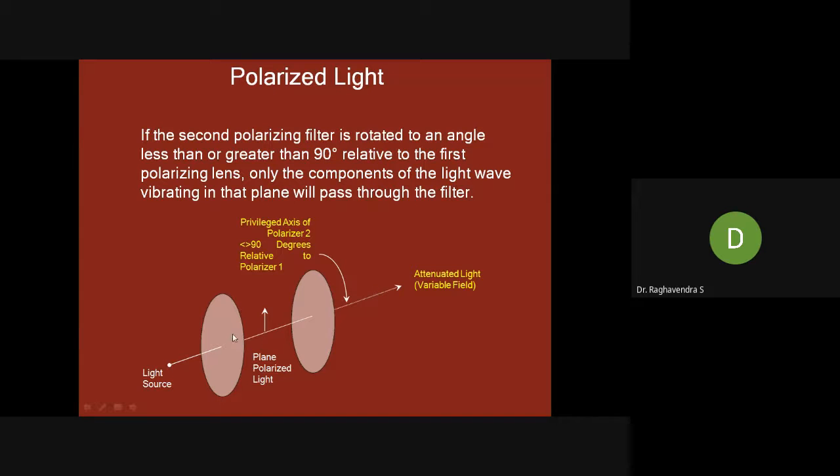So if you keep exactly 90 degrees, you'll get a dark band. If you go less than or greater than 90 degrees, only that much bandwidth, whatever space is there, only a limited amount of light waves will pass through. So that's the meaning of this. Are you there with me? Hope you are there, Venkesh, Ganesh. Yes, sir. Yes, sir. Yes, sir.